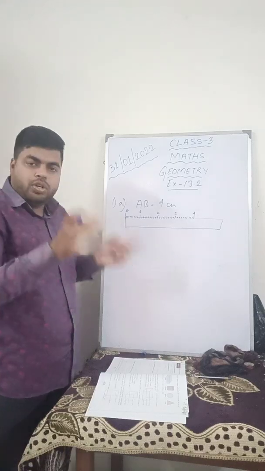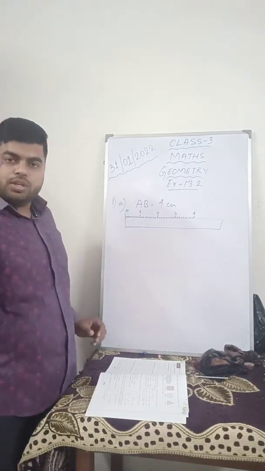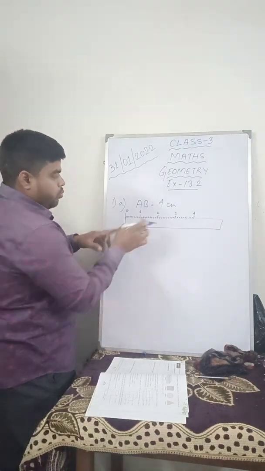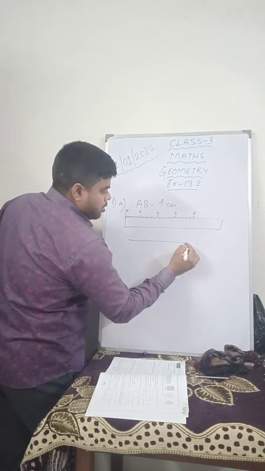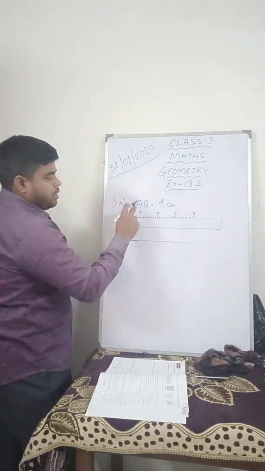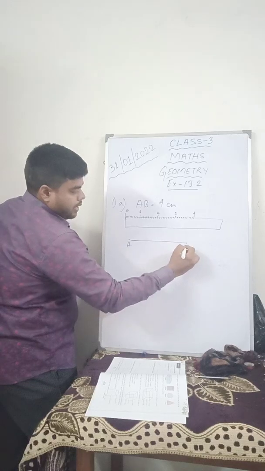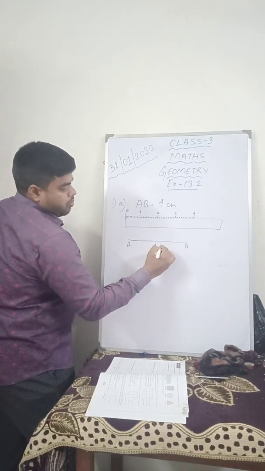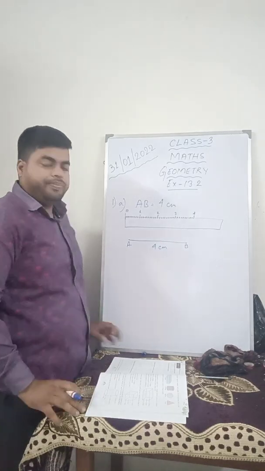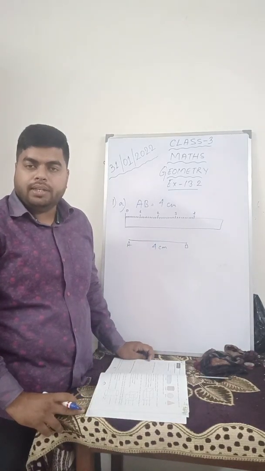So you will put your scale, first take a small dot, not a big one, and measuring 4 centimeter with the scale, you put a dot at the end. After doing that, you see they have given the name of the line segment. You write here A and B, and here you write the measurement, 4 centimeter. And make sure you use the ruler to draw the line.